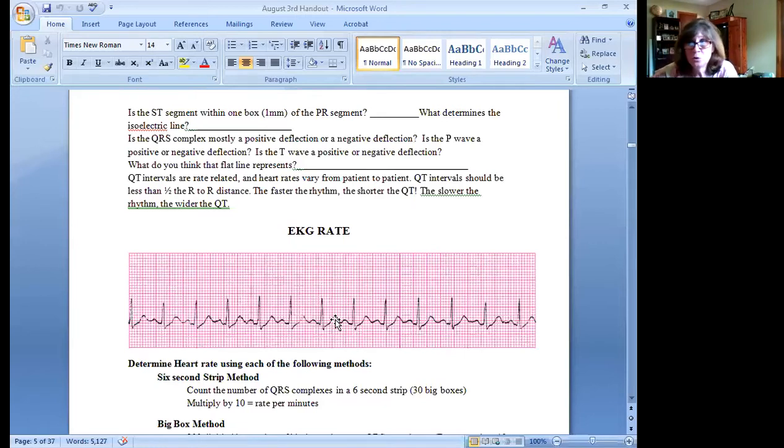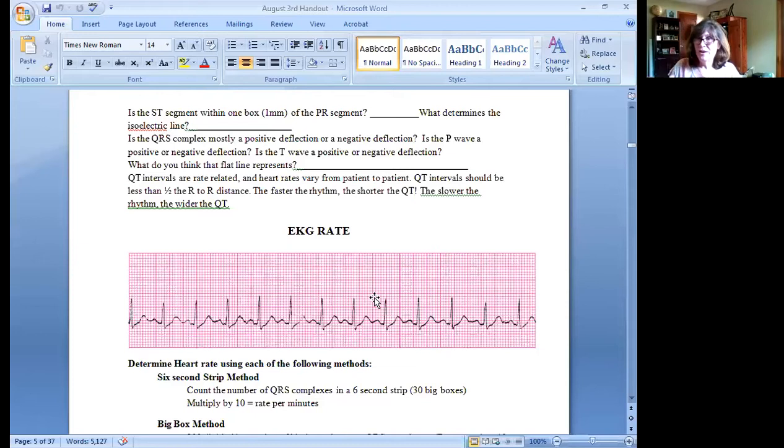Remember, the heart just wants to chill during the relative refractory period. All the electrolytes are going back to where they're supposed to go. So if a big bad PVC hits you on the downslope of a T, you got yourself a code. And I ain't making that up. All right. So now EKG rate.